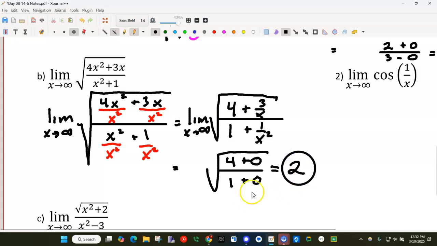And I mentioned there's only one thing different, and that is at the end we had to take a square root of everything, the whole rational expression. But all in all, basically the same thing.